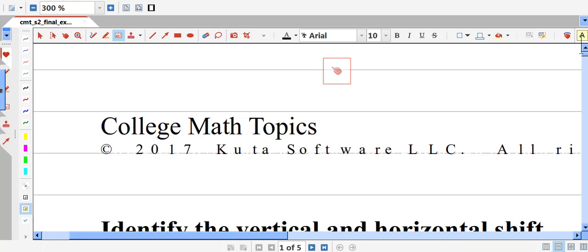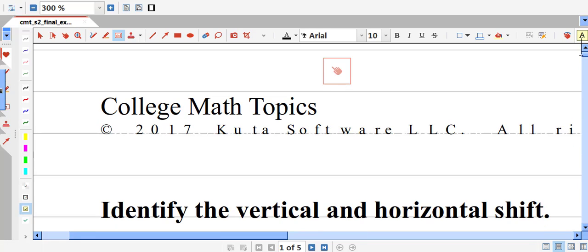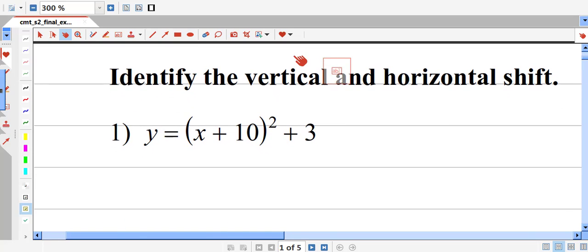Okay, in the first question I'm asked to find the vertical and horizontal shift of this function. The horizontal shift is always going to be the number that comes after x, and it's going to go in a direction that's the opposite of the sign. So here I have plus 10.